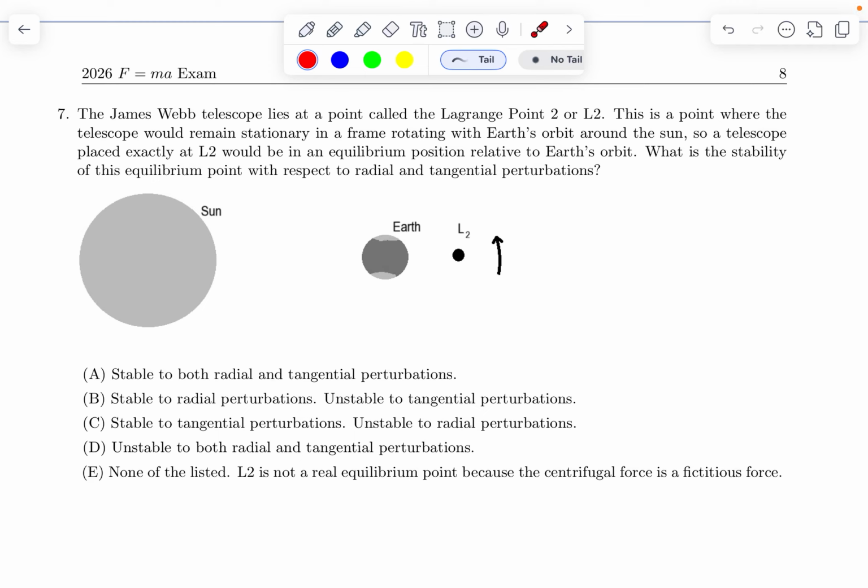Hello everyone, today we're going to be going over the 2026 FU exam problem 7. This problem is about orbits and Lagrange points. So let's start by reading the problem.